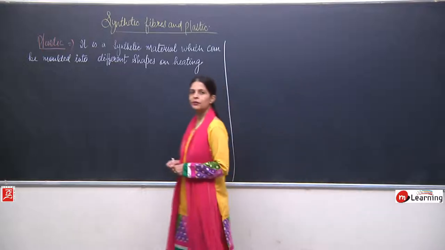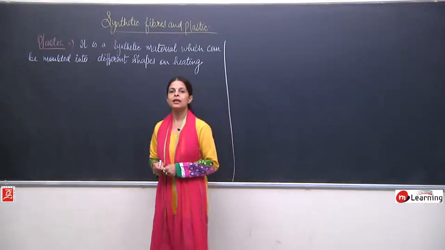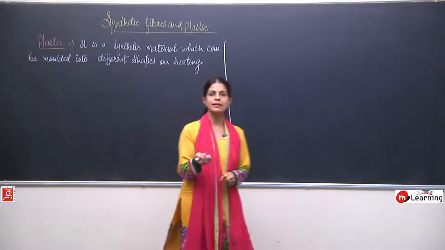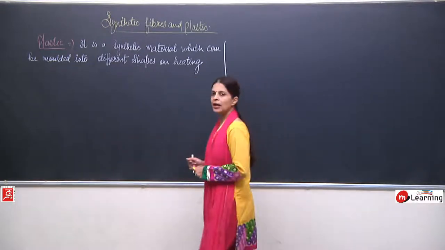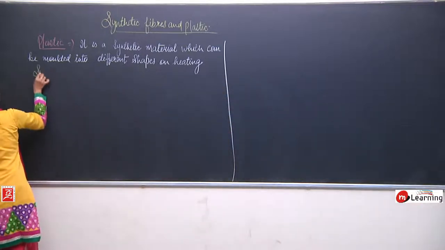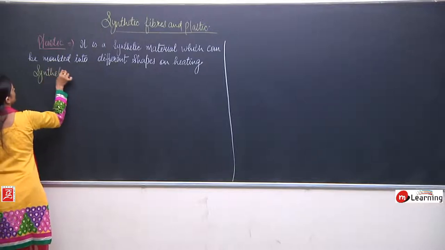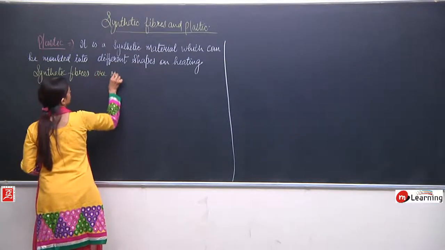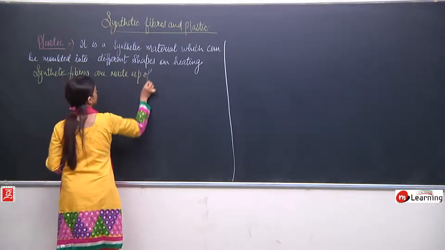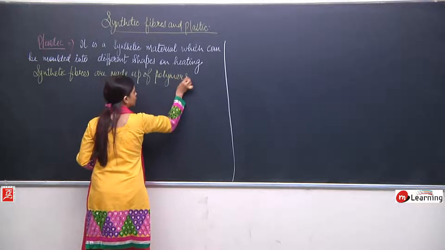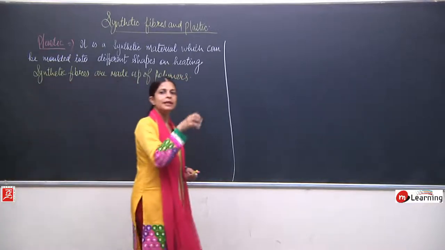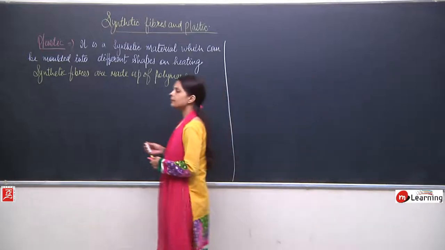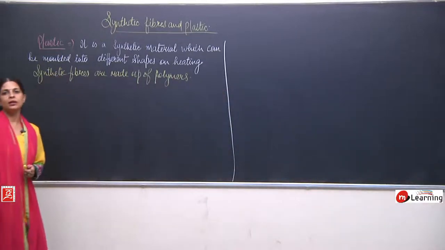Now we have discussed many synthetic fibers, and we know that all synthetic fibers, and I am especially using the words synthetic fibers because in this chapter we are discussing only synthetic fibers, are made up of polymers. Now we know what the meaning of polymers is. When many monomers combine in a continuous pattern, the polymers are formed. We discussed this when we were discussing the first few synthetic fibers.